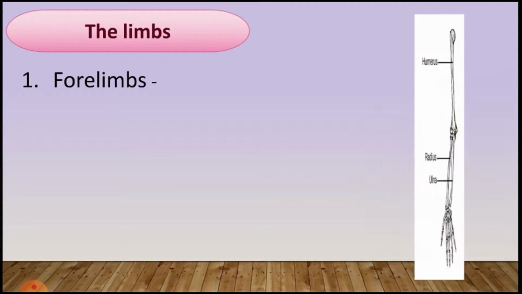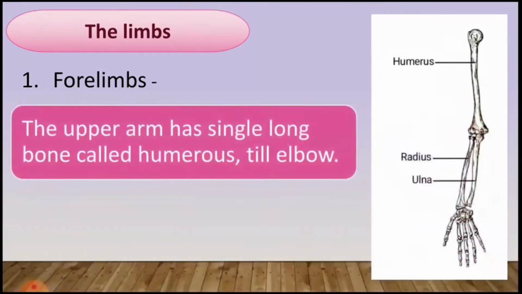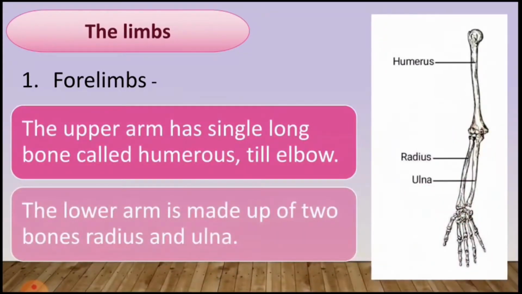Next is the limbs. As we already discussed that we have 2 pairs of limbs. We use forelimbs or arms for grasping or picking things, while we use our hind limbs or legs for moving from one place to another. So let us see in detail. First, forelimbs. They are joined to the spine with the help of shoulder girdles consisting of a pair of shoulder blade and a pair of collarbone.